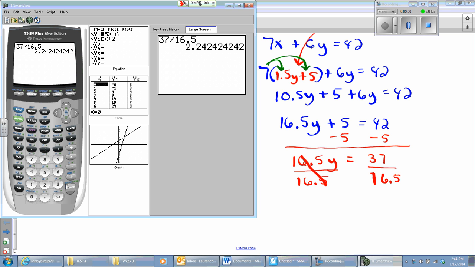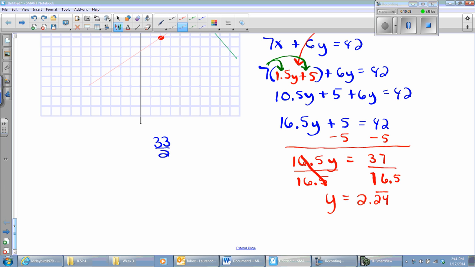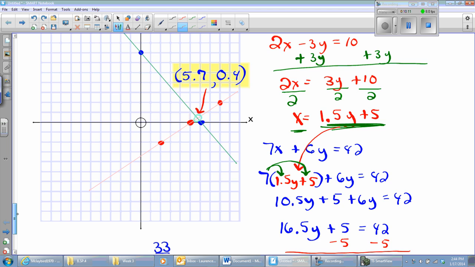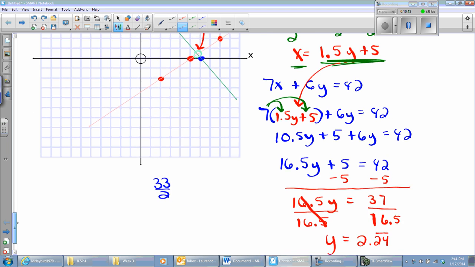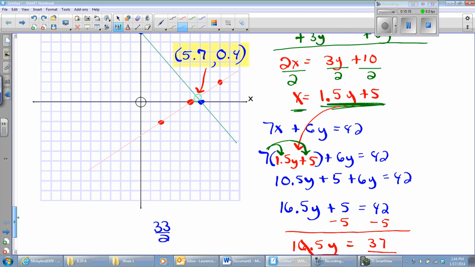And there it is. All right, so it looks like my y coordinate is going to end up being 2.24 repeating. Okay, that's a strange answer. We don't get that kind of stuff very much. And if you look back, what did I guesstimate? I guesstimated, oh, my y coordinate isn't even close. What am I doing? I'm making a mistake here.